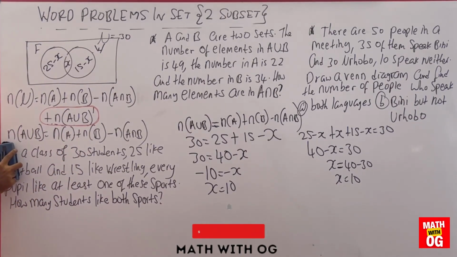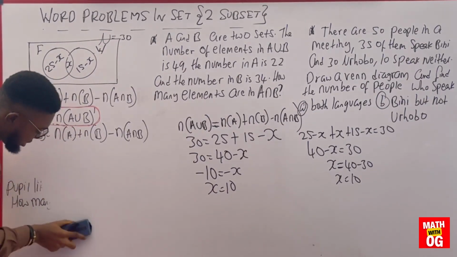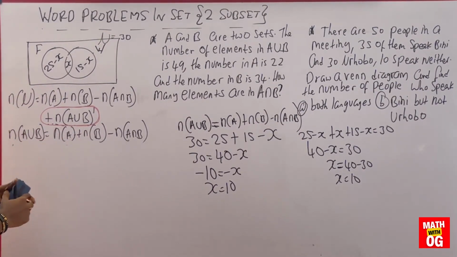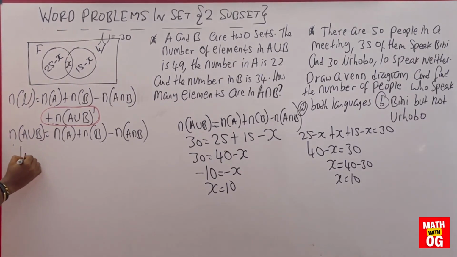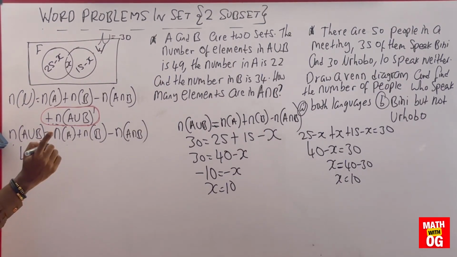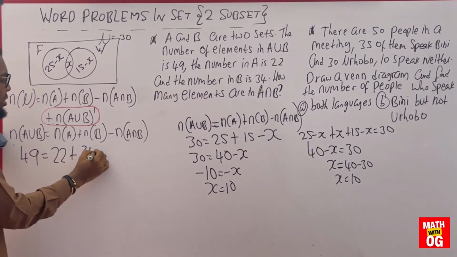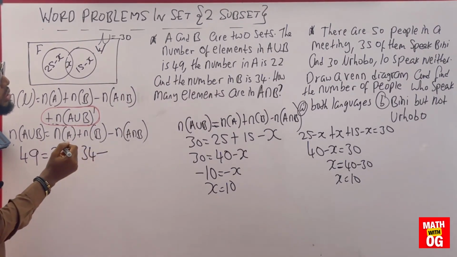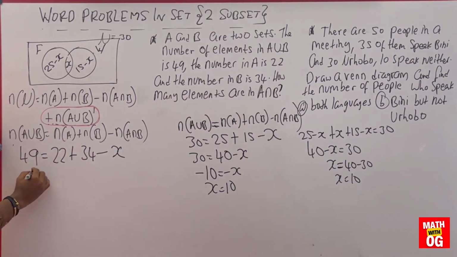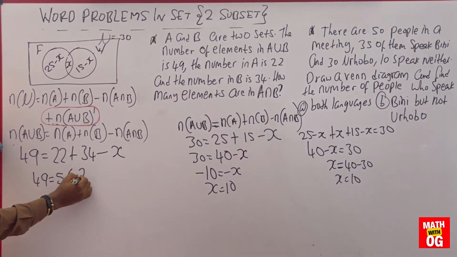In this case, let's just make use of the formula, and that is pretty straightforward. So the number of elements in A union B is 49. Look at the formula here. So this is 49 is equal to the number in A, 22, plus the number in B, 34, minus what is common to both of them. Let's call it X. So this is 49 is equal to 56 minus X.